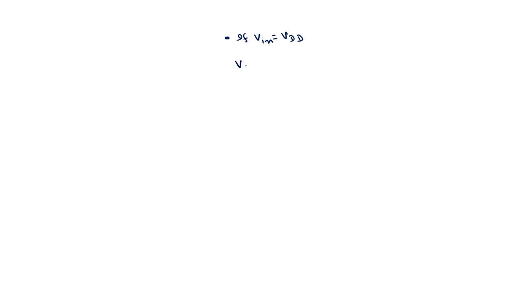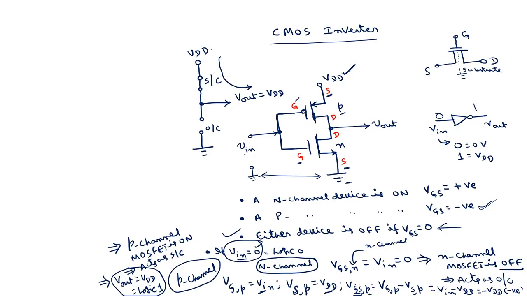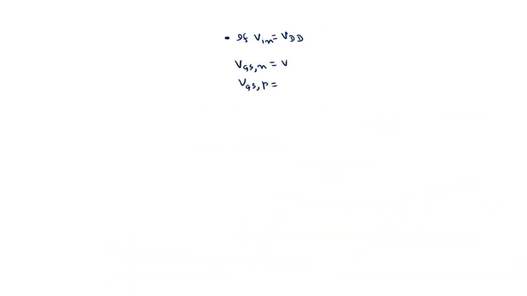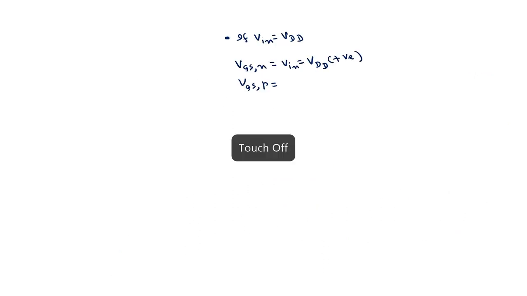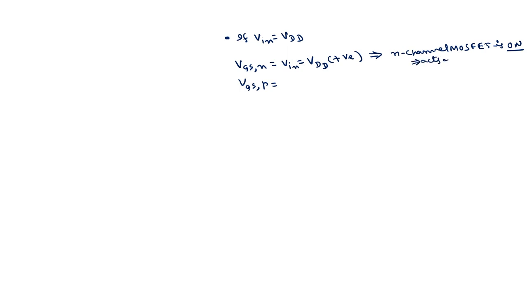Second case is if Vin is VDD, what happens? What is VGS of N channel? What is VGS of P channel? Based on this, we can find out whether the device is on or off. As you have seen here, VGS N is nothing but Vin itself. And what is that Vin? VDD, which is positive. So, if VGS of N channel is positive, this will be on. Implies N channel MOSFET is on. It acts as short circuit.